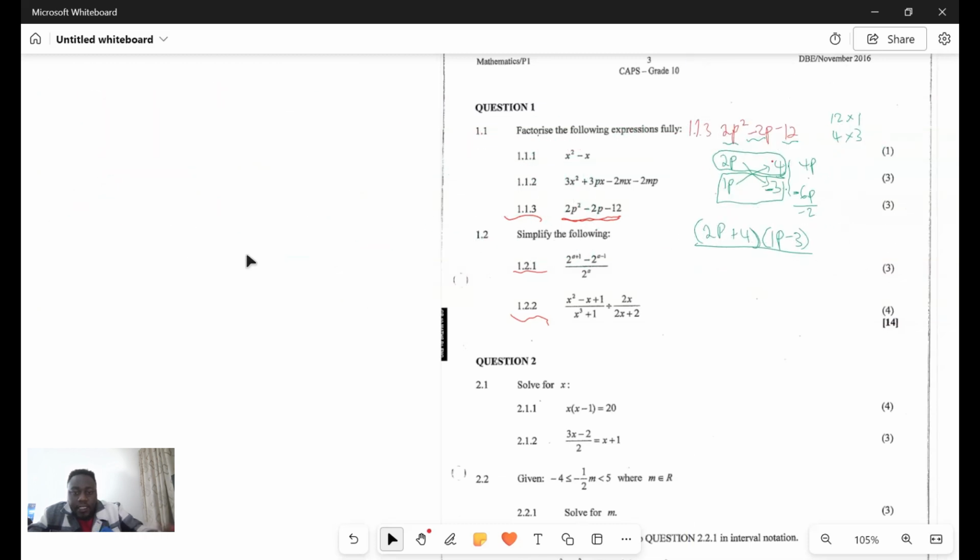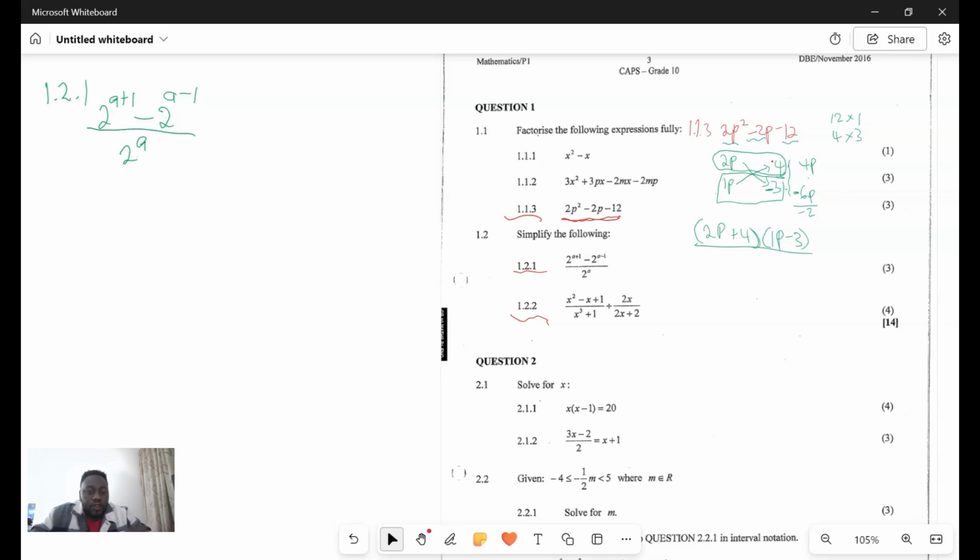And then let's come to 1.2.1. For 1.2.1, this is more of exponents. So you will say 2 to the power of a plus 1 minus 2 to the power of a minus 1, divided by 2 to the power of a.